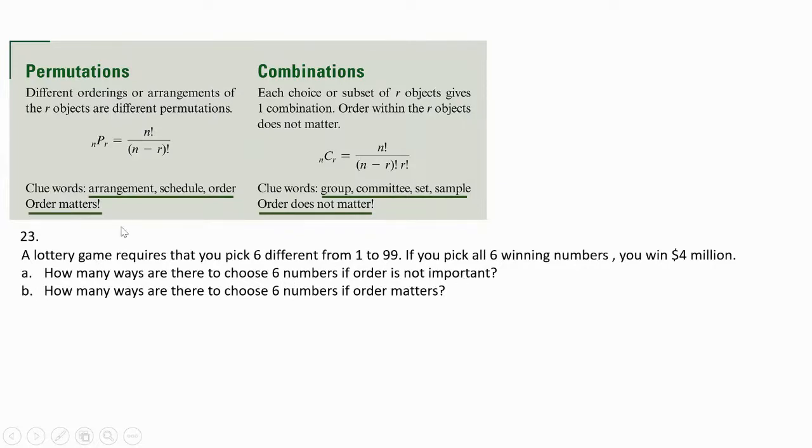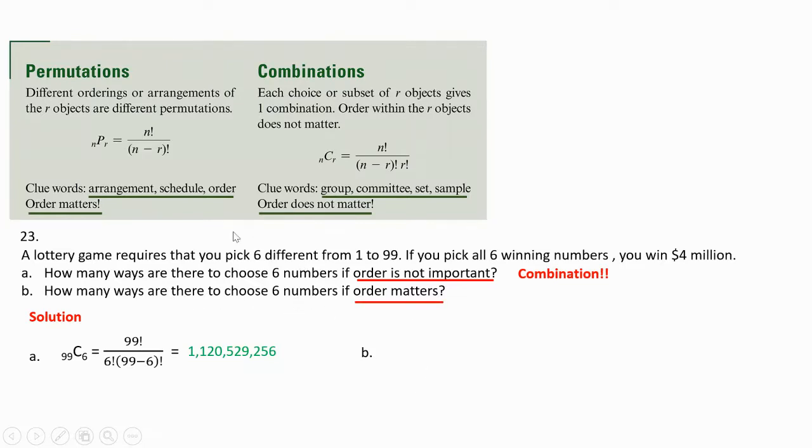So with part A, guys, you have to see if you're going to use permutation or combination. Here it says that the order is not important, so it's going to be combination because order does not matter. So you're going to use 99 combination 6, right? And here, guys, you can actually put that in the calculator, and this is the answer: 1,120,429,256. Now for part B, how many ways are there to choose 6 numbers if order matters?